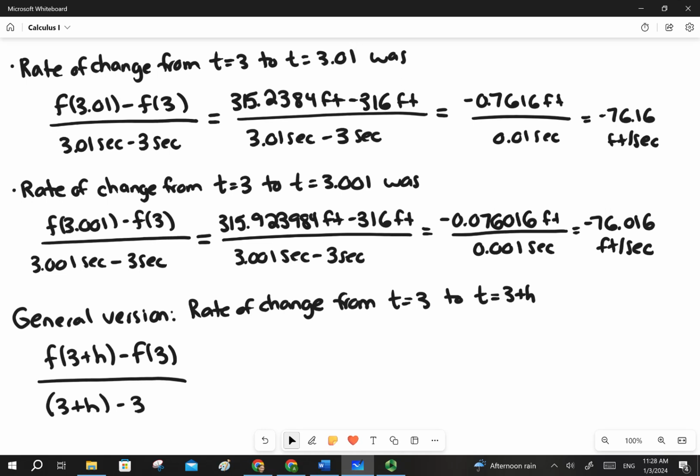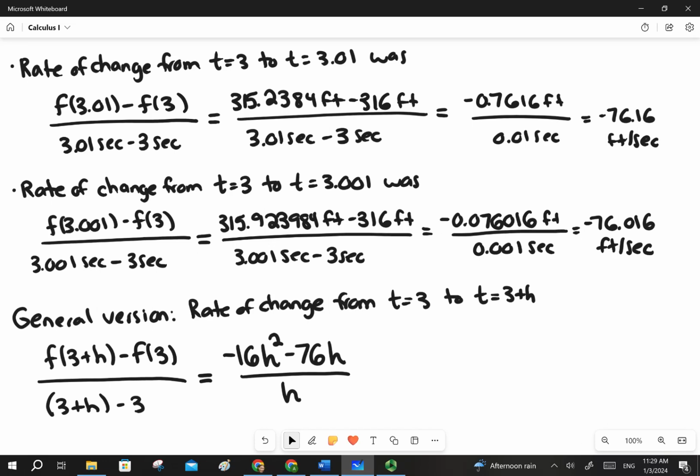We also showed in the example after that we could derive a formula for the average velocity at 3 seconds by evaluating the average rate of change from t equals 3 seconds to t equals 3 plus h seconds. And we got that f of 3 plus h minus f of 3 over 3 plus h minus 3 equaled negative 16h squared minus 76h all over h. We did end up canceling an h from the top and bottom, but I'm deliberately not doing that now to make a point later.